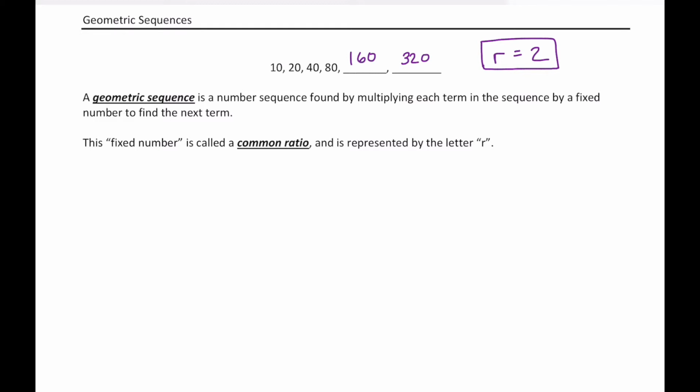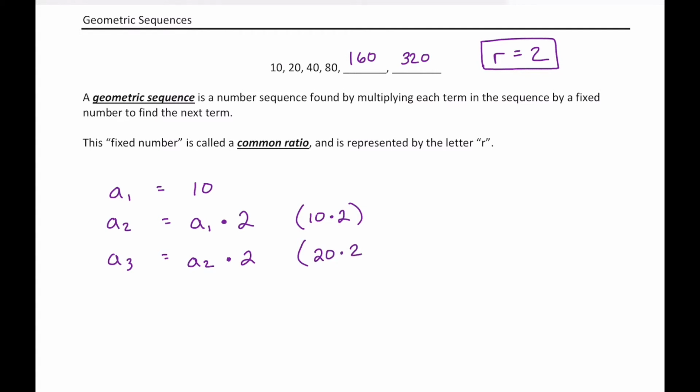All right, here's how we're going to develop this recursive rule. The first number in my sequence, a1, had a value of 10. The value of the second term was equal to the first term multiplied by the common ratio of 2, or 10 times 2. The value of the third term was found by taking the second term and multiplying by 2. This would have been 20 times 2. The value of the fourth term was found by taking the third term and multiplying by 2. 40 times 2. Now I could keep going on, but what I want to do now is generalize it.